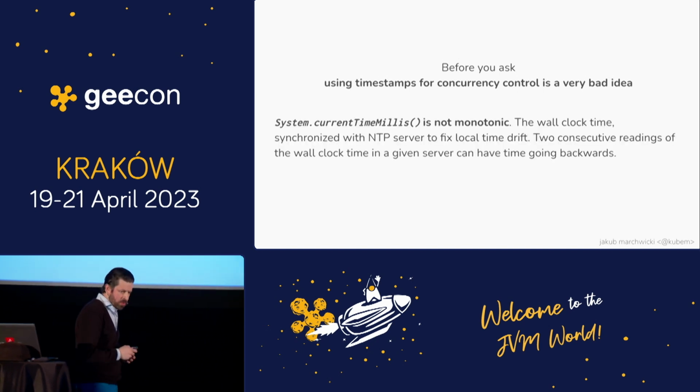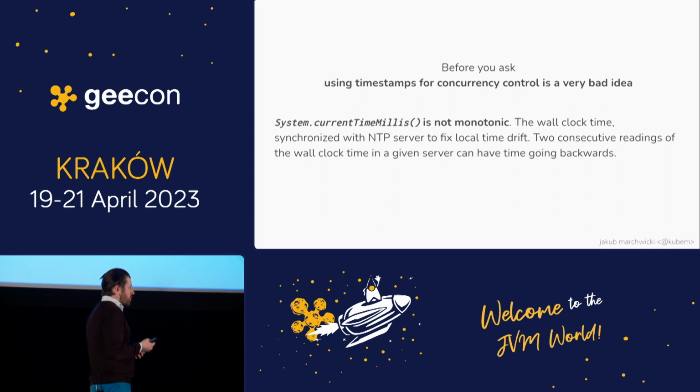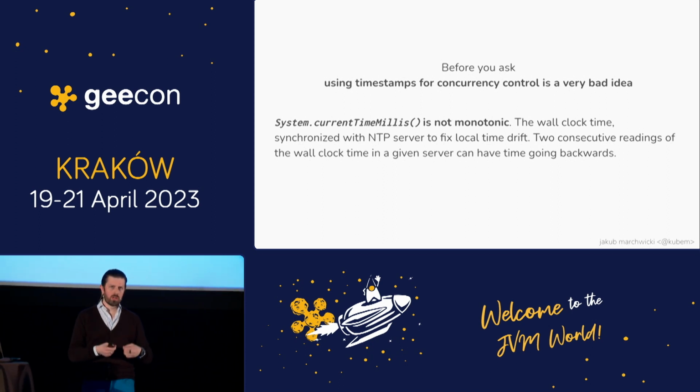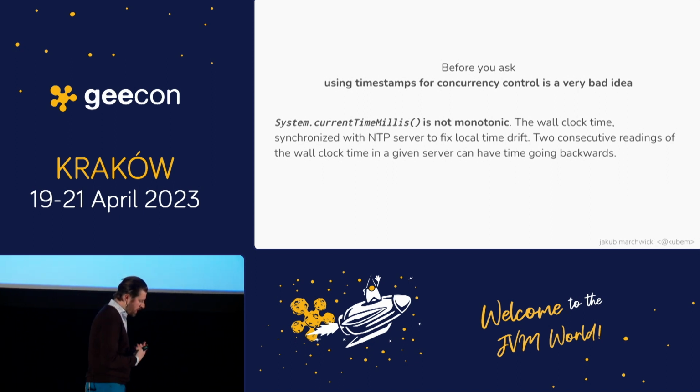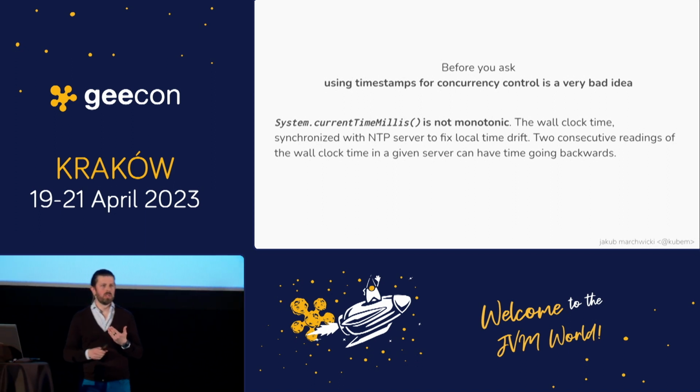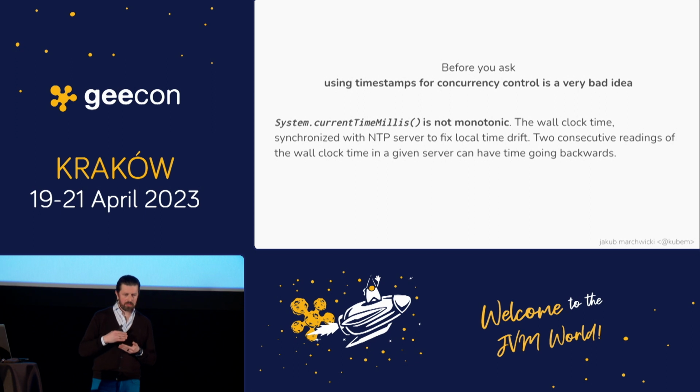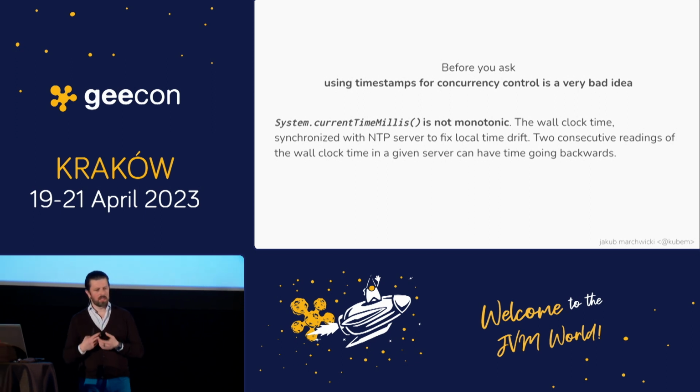And the other thing is, in Java, we have this method called System.currentTimeMillis. And this is a not monotonic value. This is a wall clock. This is a clock of our computer that's synchronized with NTP servers and gives us a wall time. So this clock can travel backwards. We can have multiple reads and get the same value, or even get an older value.